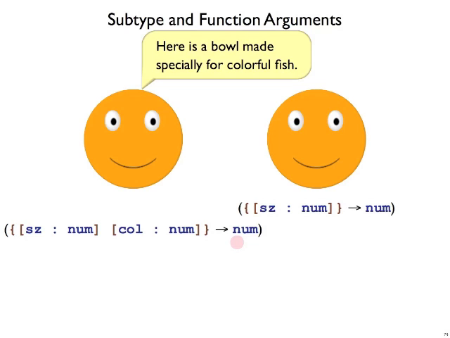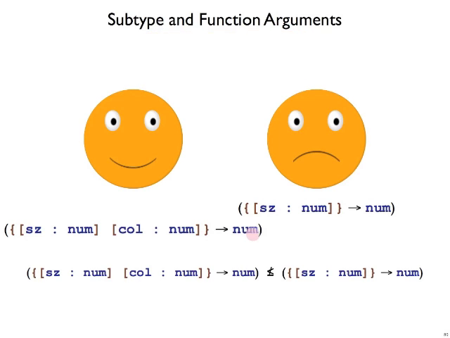It works by constantly monitoring the fish's color to make sure that it's a healthy glow. Bob's not going to be happy with this because his fish doesn't have color, and when the bowl tries to monitor the color, it won't be there, there will be an error, his fish will die. So we want to make sure that a function that takes a record with extra fields is not a subtype of a function that takes a record with certain fields.